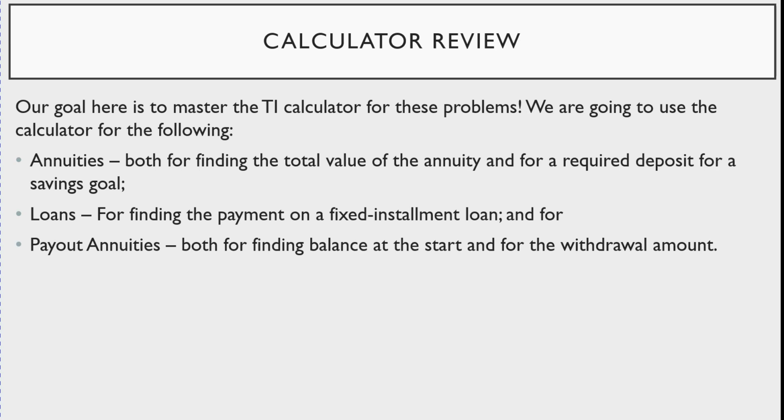And this app that we're going to find on our calculator can be found the following ways. As we go through this lecture, I highly encourage you to have your TI calculator with you as you watch, and to pause the video and try the problems as I do them too.